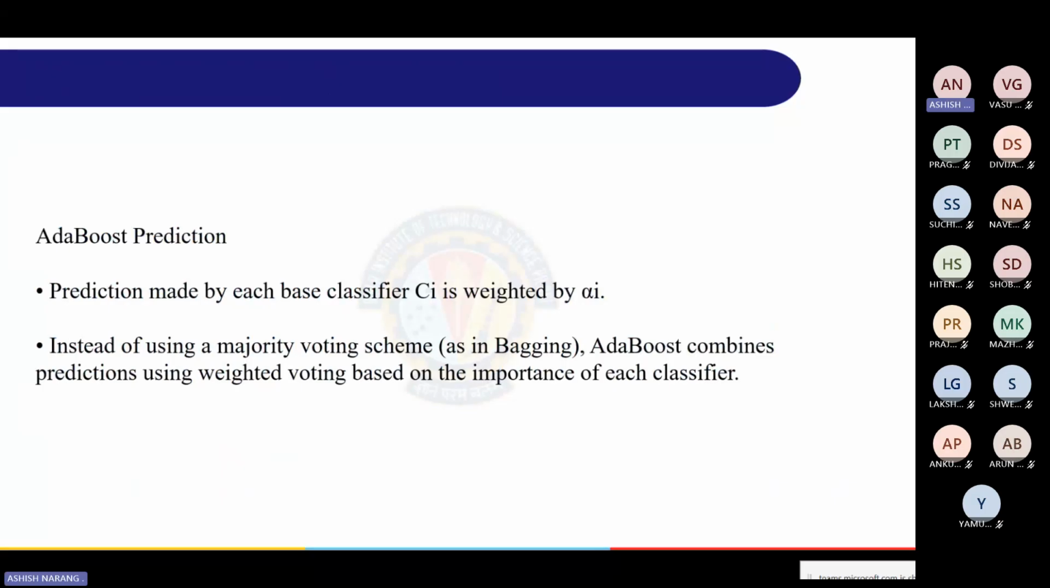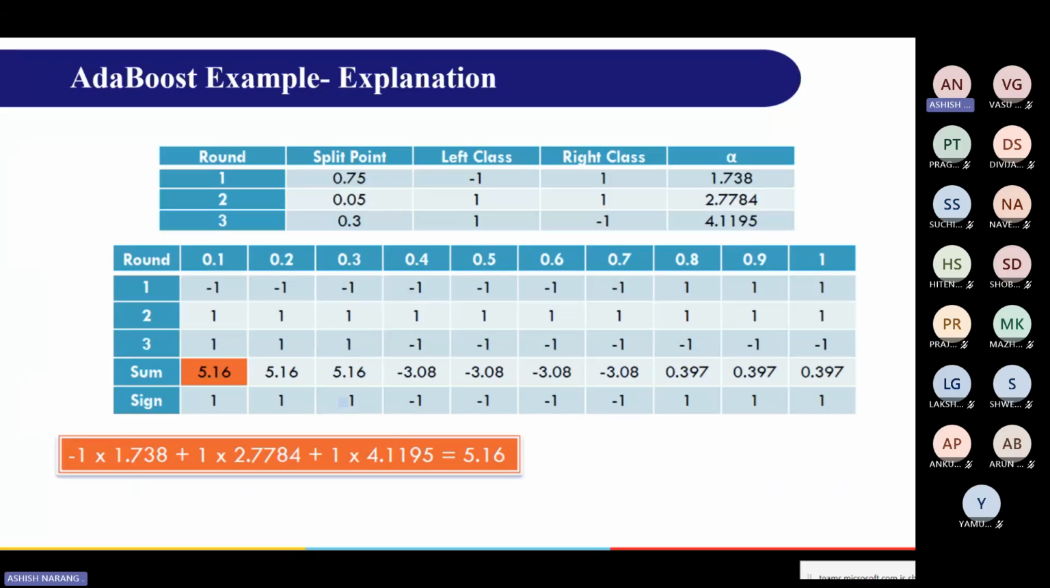So this is how AdaBoost works. The prediction made by each base classifier is weighted as alpha. Instead of using a majority voting scheme as in bagging, AdaBoost combines the predictions using weighted voting based on the importance of each classifier. Now look at this. Round one, this is the split point, left class -1, so importance is this. Round two, split point is this, importance is this. Round three, split point is this, and importance is this, right?